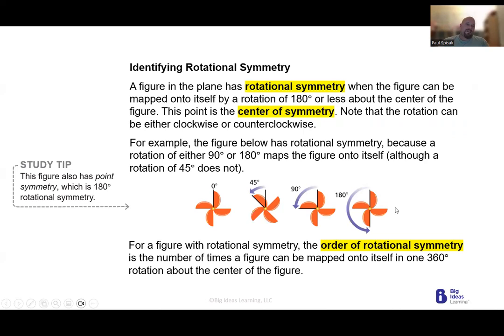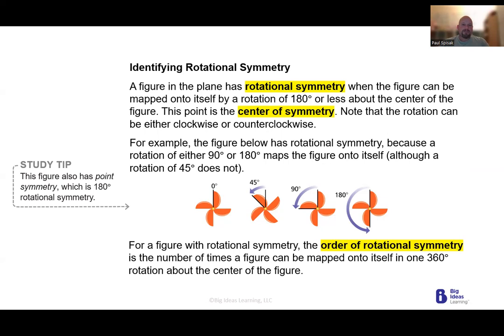All right. Symmetry. So just like we had reflectional symmetry, we have rotational symmetry. A figure in a plane has rotational symmetry when a figure can be mapped onto itself by rotation of 180 degrees or less about the center of a figure. This point is known as the center of symmetry. Note that the rotation can be either clockwise or counterclockwise.